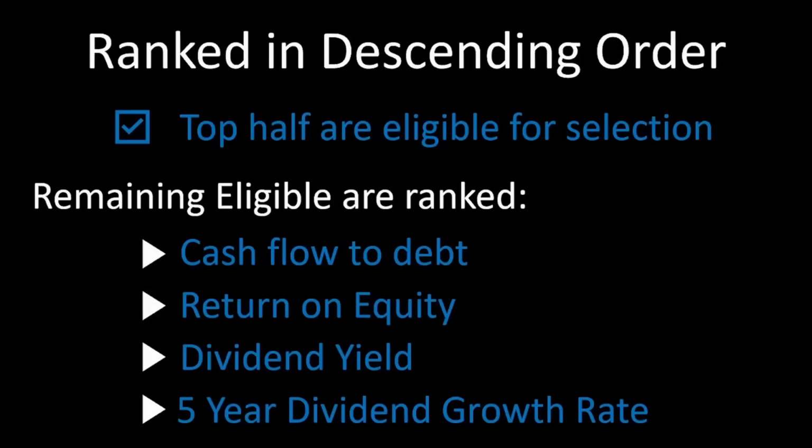If the companies pass the first three screens, they're then ranked in descending order from highest to lowest based on their annual dividend yield. The top half are eligible for stock selection. The remaining eligible companies are then ranked based on their cash flow to debt, the return on equity, the dividend yield, and the 5-year dividend growth rate. The top 100 ranked stocks by score are then selected to be a part of the index.